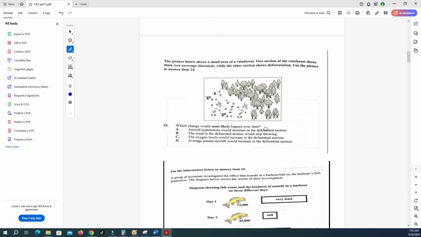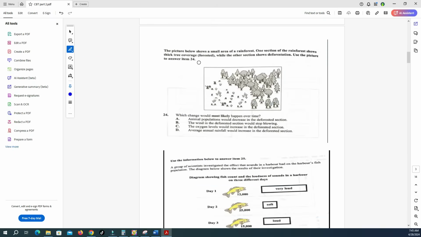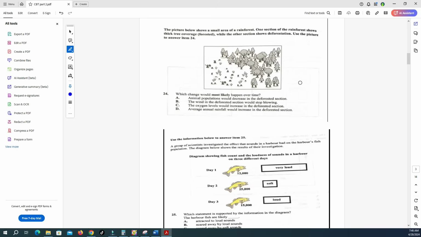Alright, number 24. The picture below shows a small area of a rainforest. One section of the rainforest shows thick tree coverage, which is forested, while the other section shows deforestation. Use the picture to answer 24. So which change would most likely happen over time? So animal population will decrease in the deforested section. Yes, that is correct. Let me see the rest.